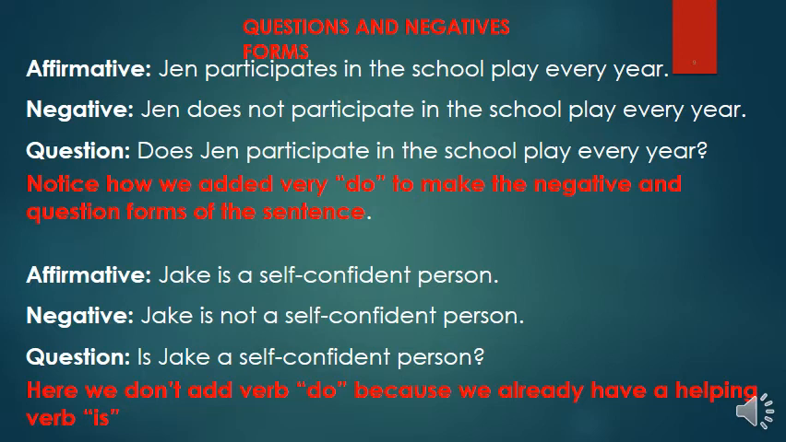Now let's see the second example, used with is. Jake is a self-confident person. Jake is not a self-confident person. And here we start the question with is. Is Jake a self-confident person? Here we don't add the verb do because we already have a helping verb, is. So when we do not have a helping verb, we have to add do in order to form the negative and the question form. But when we already have a helping verb, is or are or am, we do not need to add do or does.